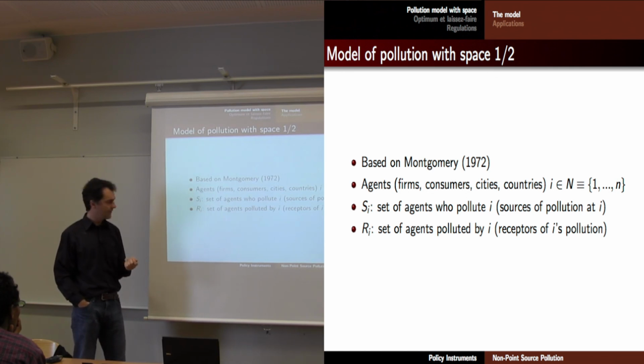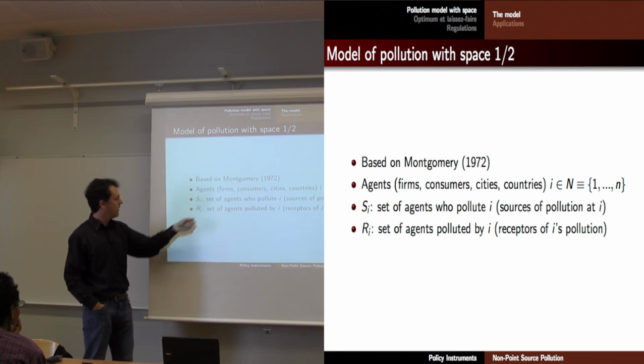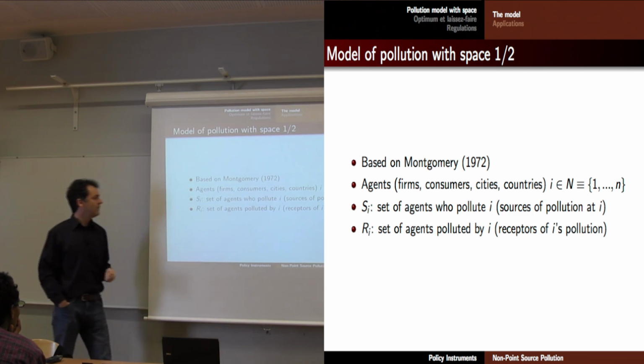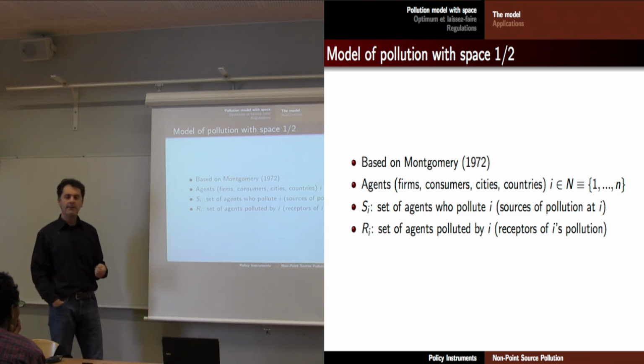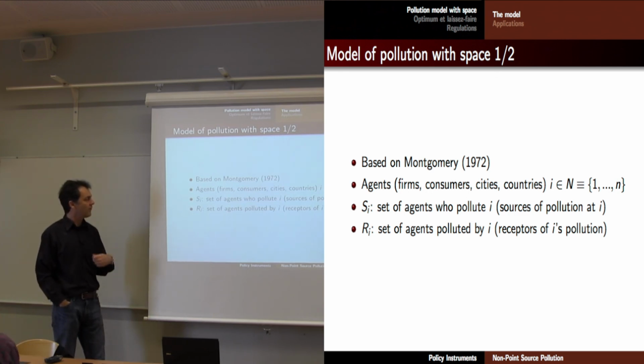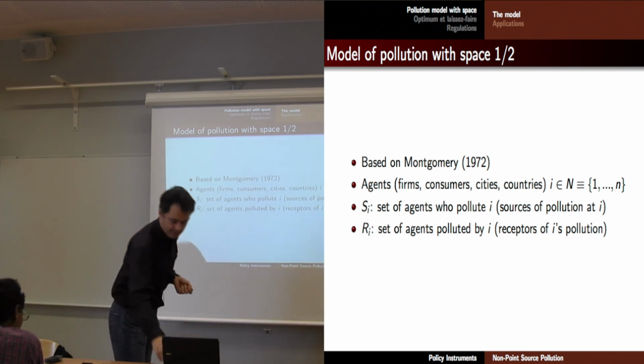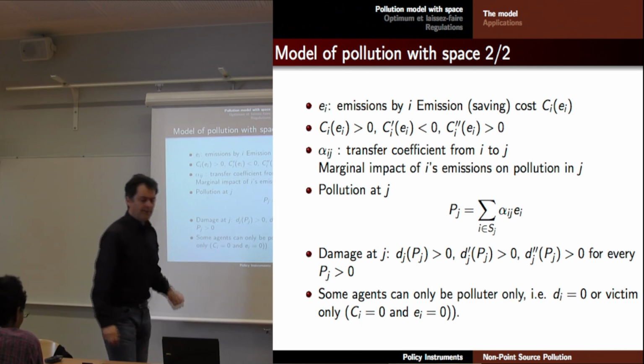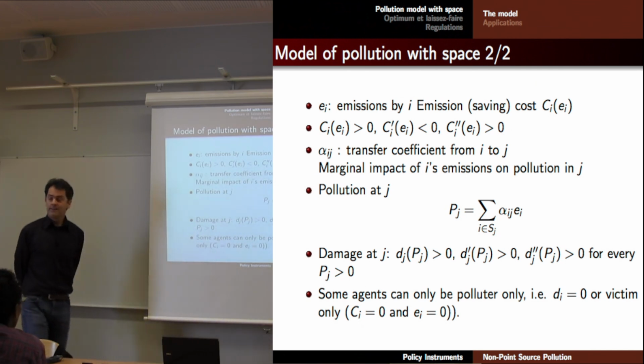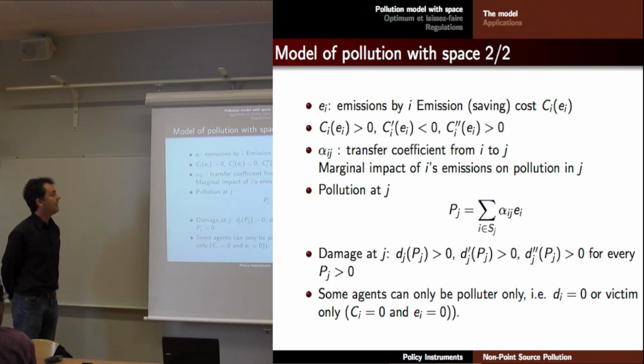For each source of pollution, you tell me who are getting the pollution emitted from this non-point source, then you get all the connections between victims and polluters. Now you need some assumptions about preferences, and I will rely on the same assumptions as last week. So in that way, it's a generalization of last week's model.